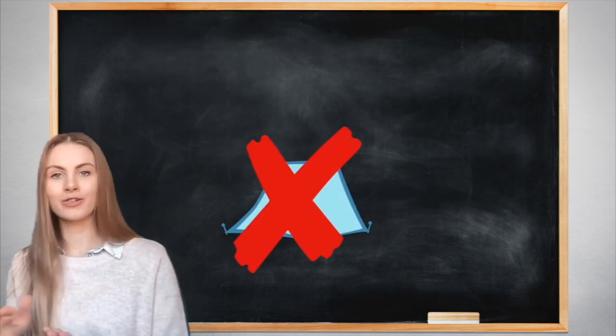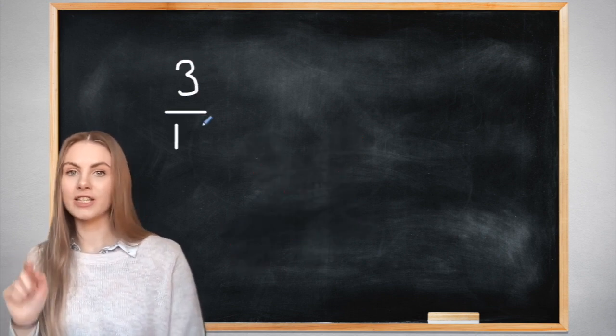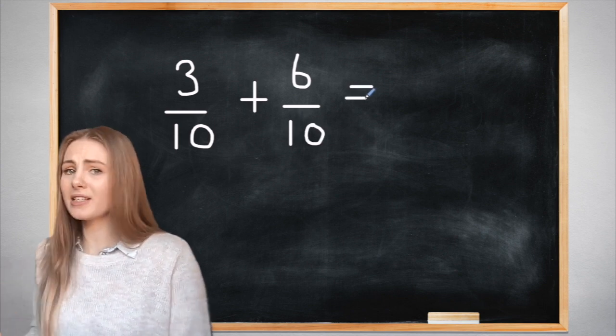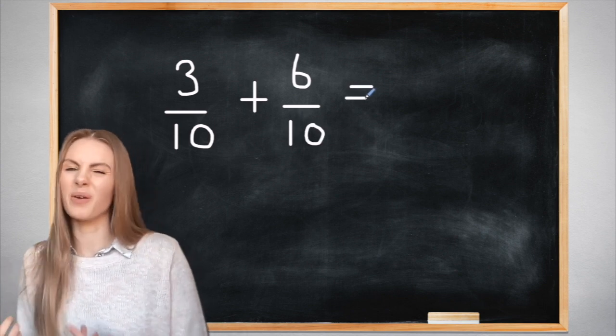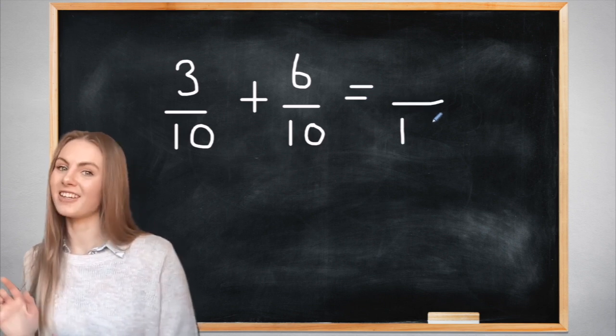Forget about tenths. So how do I write this as a fraction? 3 over 10 add 6 over 10. And that word tenths, we've just replaced it with the digits 1 and 0, which we know are 10. So now we've got 3 tenths add 6 tenths equals 9 tenths.